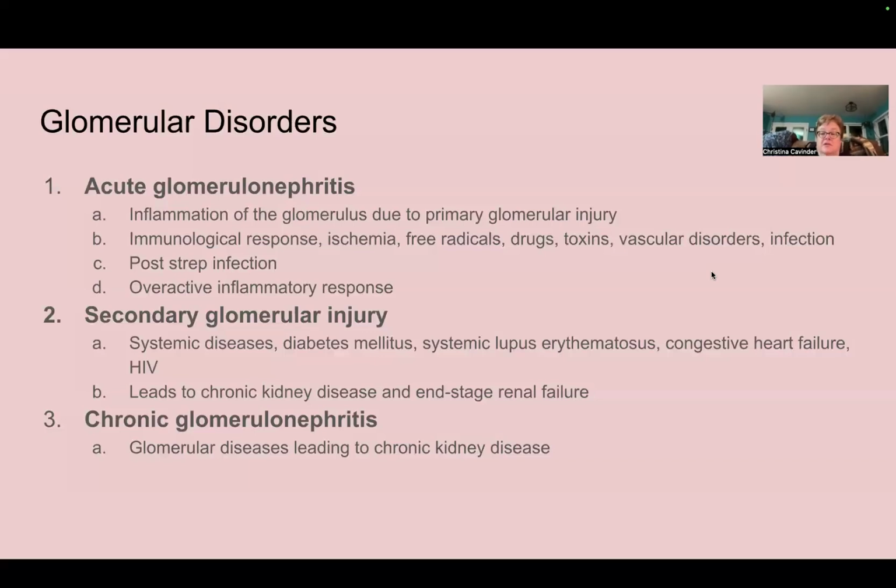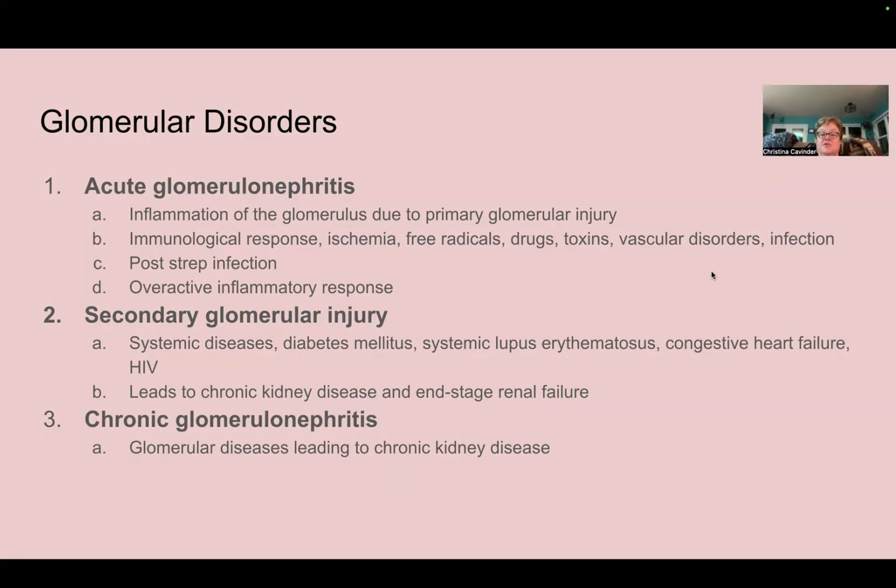So glomerular disorders, remember the glomerulus is that bunch of blood vessels that sits right in the Bowman capsule. Acute glomerulonephritis is inflammation of the glomerulus due to primary glomerular injury. So acute means just that, it just happens. It's not like a gradual thing, it happens. Typically, it's due to immunological response. It's an overreactive inflammatory response, ischemia, free radicals, drugs can cause it, toxins, vascular disorders, infections.